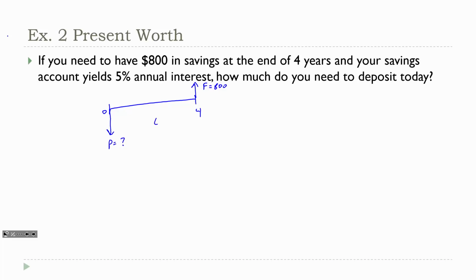Since we don't have a lookup table, we will use 1 plus I to the negative N. That gives $658.